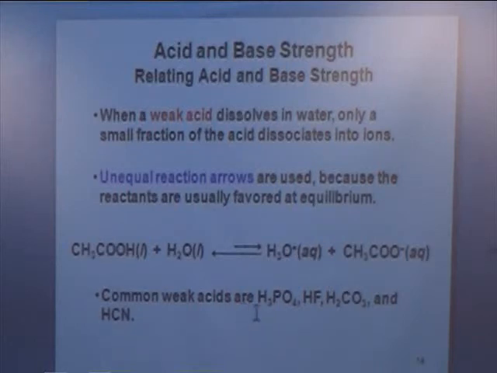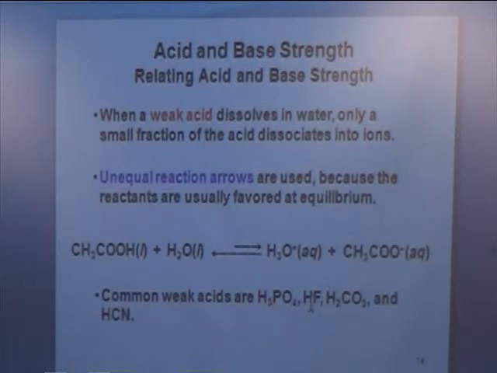So what we can see from here is that you don't have only ions, you also have molecules. There is a forward reaction, there is a backward reaction. So in the solution you have molecules and ions together. So these are the common weak acids.